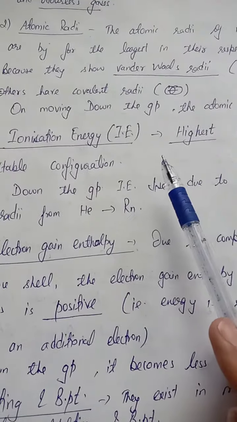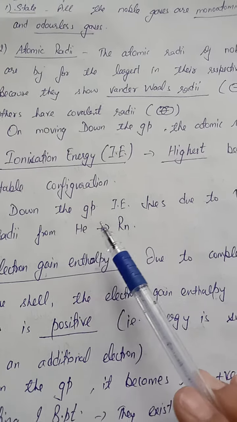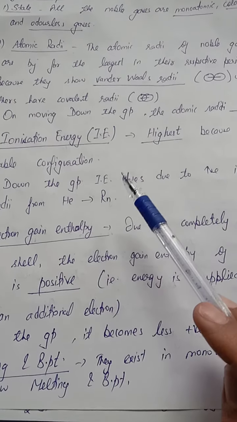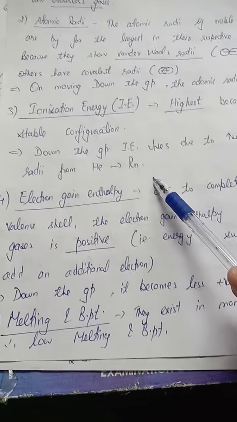Next is ionization energy. They have the highest ionization energy because of their stable configuration, and down the group, as size increases, ionization energy decreases from helium to radon.